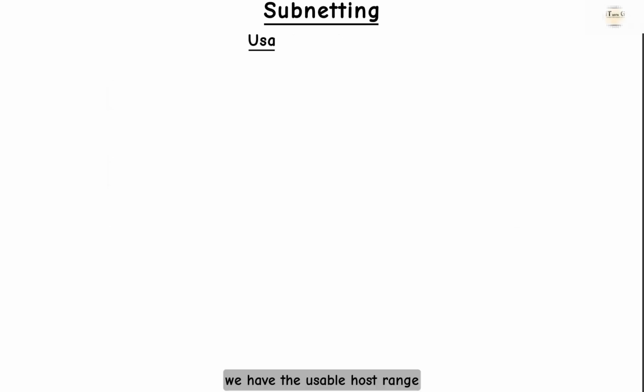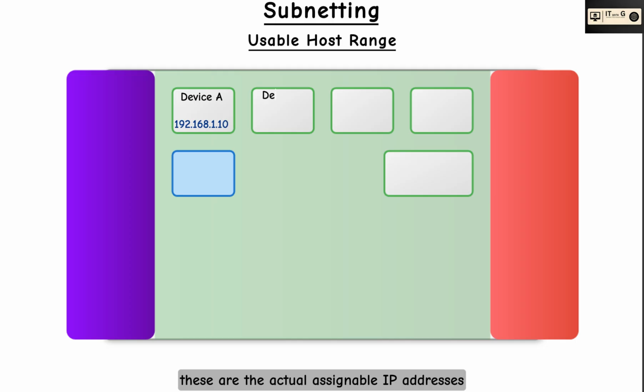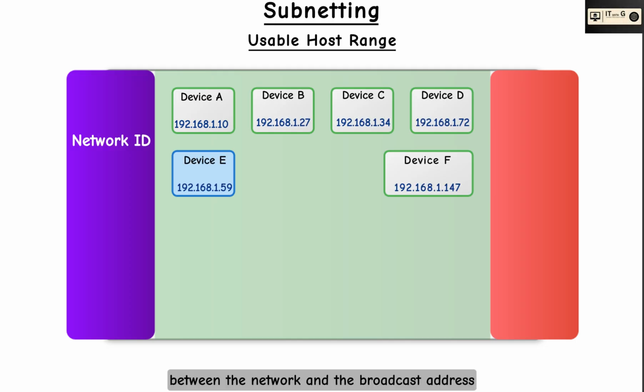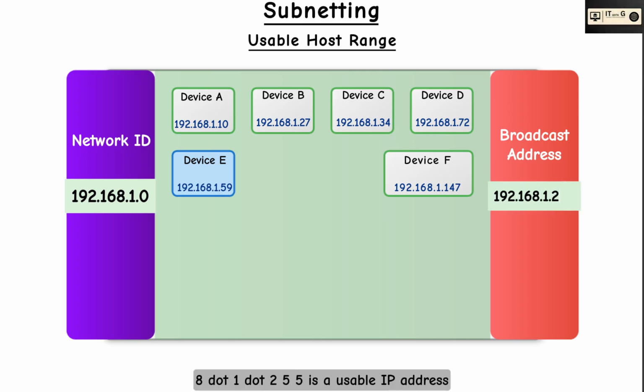We have the usable host range. These are the actual assignable IP addresses for devices in the network. It is everything between the network and the broadcast address. So from our example, every IP address between 192.168.1.0 and 192.168.1.255 is a usable IP address.